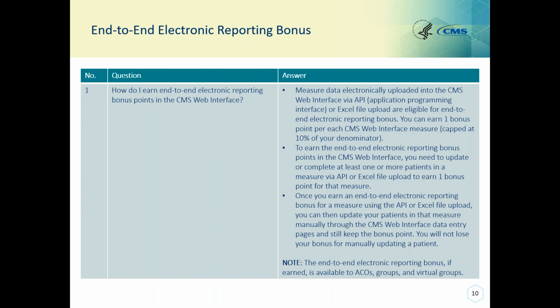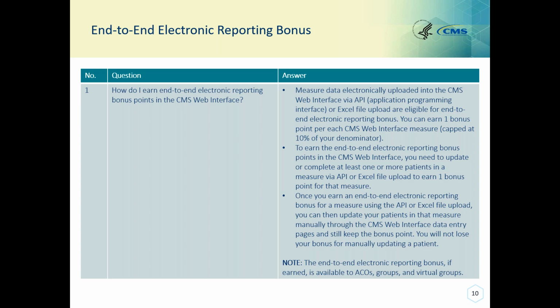Now I will discuss the end-to-end electronic reporting bonus. So how are end-to-end electronic reporting bonus points earned in the CMS Web Interface? Measure data electronically uploaded into the CMS Web Interface via the API, also known as the Application Programming Interface, or Excel file upload, are eligible for end-to-end electronic reporting bonus. You can earn 1 bonus point per each CMS Web Interface measure, which is capped at 10% of your denominator.